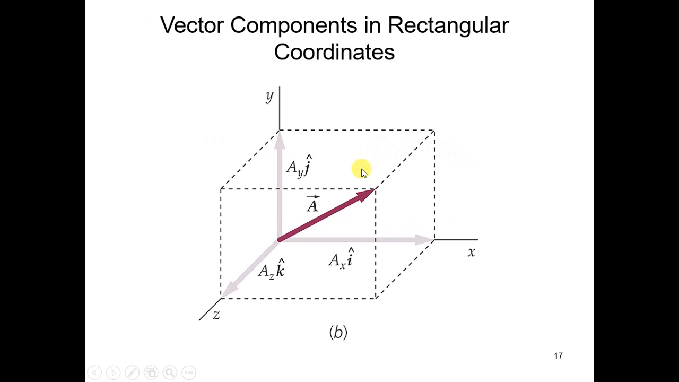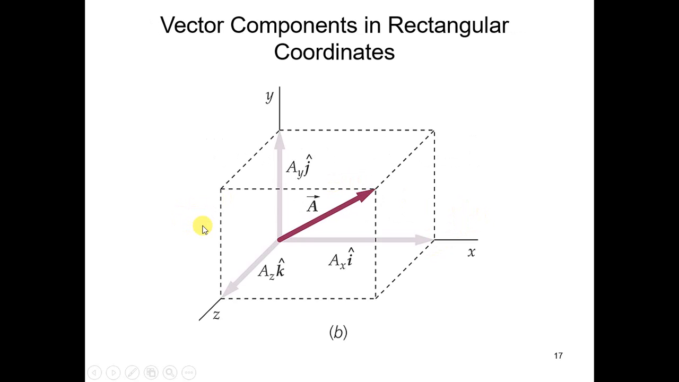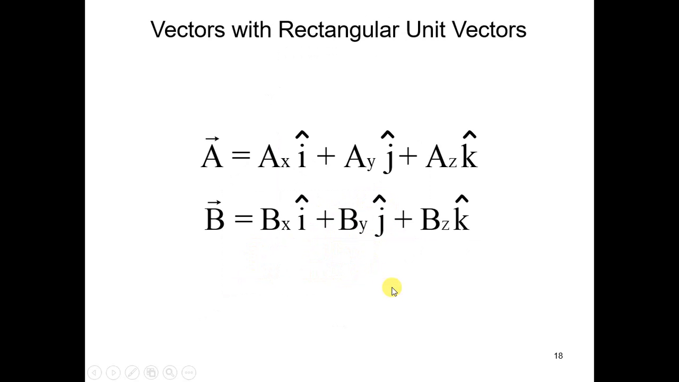Also suppose we have considered a vector B. Then B is Bx i cap plus By j cap plus Bz k cap. So if we have vectors in three directions, what we need to do is add all those components. It is a basic thing.